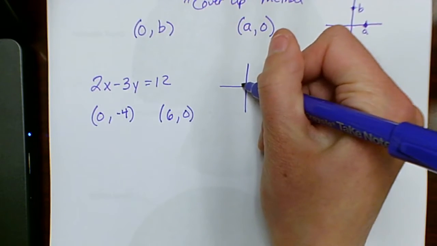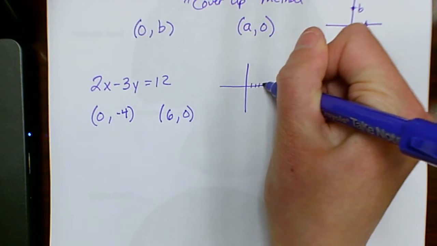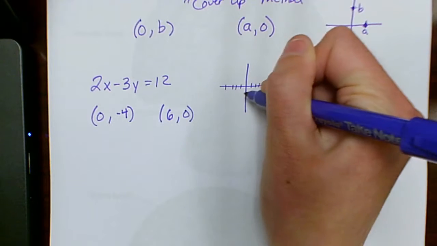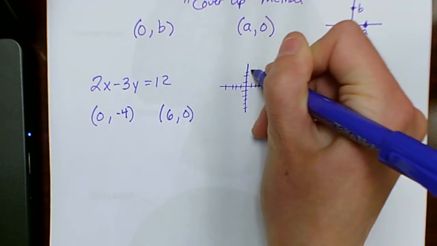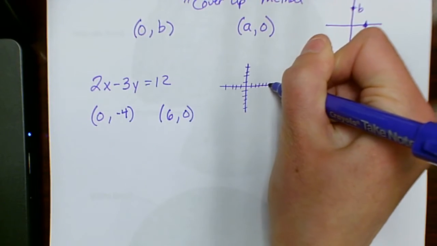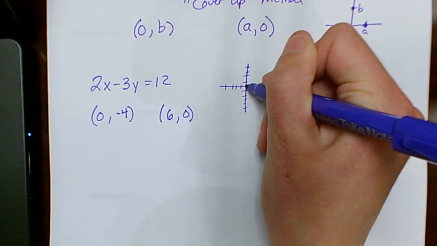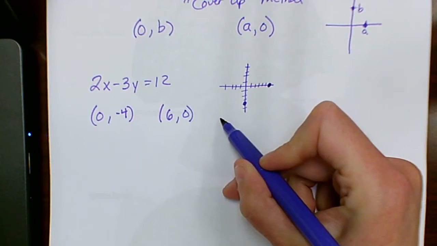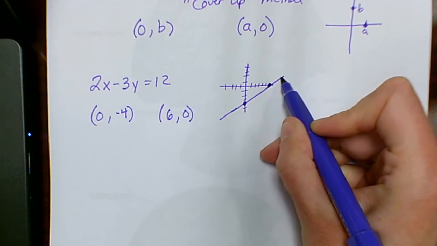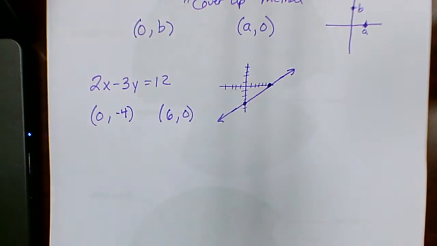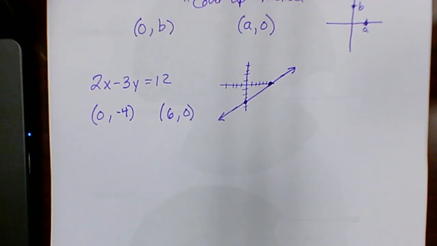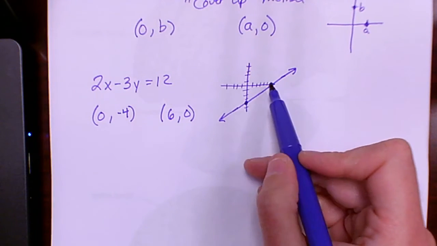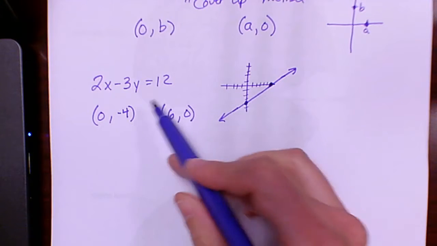Then on our graph, we are going to place our points, which 6, 0 is here, 0, negative 4 is here. And then with a straight edge, you're going to connect the dots and go all the way through with your line, because these two are not the only solution to this problem.